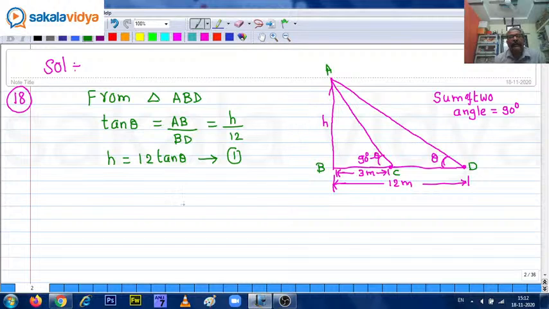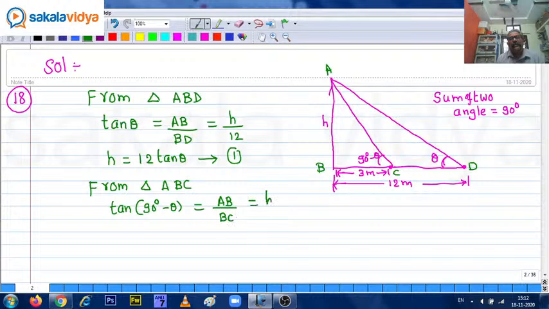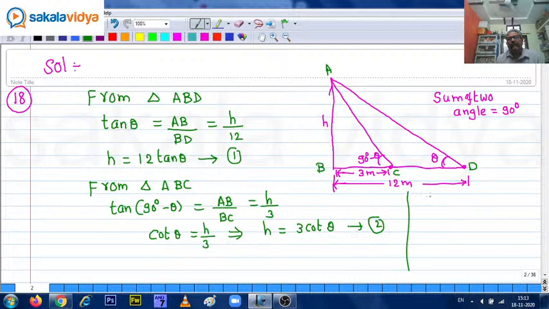Now consider the smaller triangle. From triangle ABC, you define tan of 90 degrees minus theta. Tan of 90 degrees minus theta is equal to, opposite side will not change, AB, adjacent side is BC. So that equals H upon 3. Tan 90 minus theta is equal to cot theta. Cot theta is equal to H upon 3. By cross multiplication you get H is equal to 3 cot theta. Say equation 2.